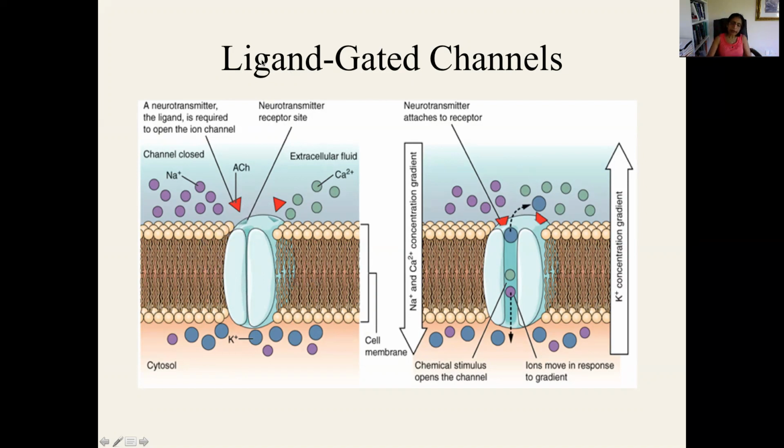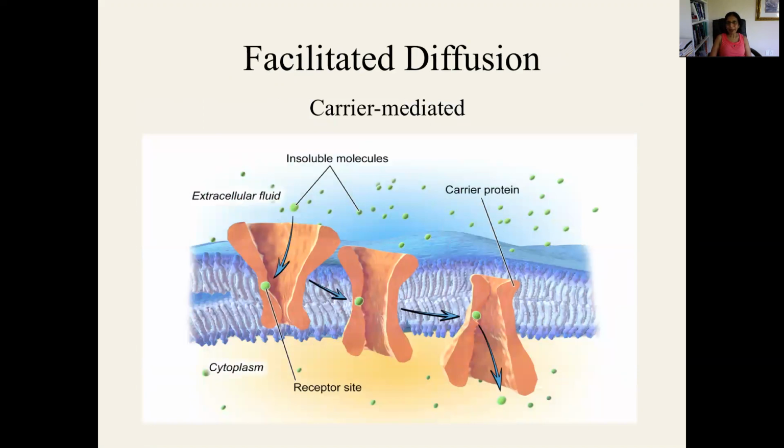So there are different types of channels, and we looked at some examples: leak channels, voltage gated channels, ligand gated channels. The important ones are mentioned here, and we are going to be learning about them in greater detail elsewhere. So that's all about diffusion through channels. That was a nice segue for us to understand facilitated diffusion.